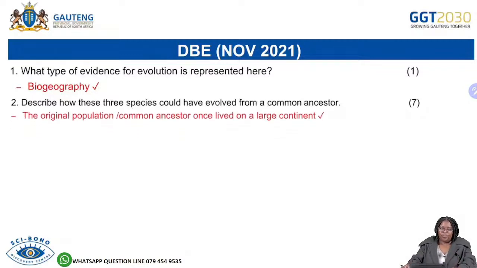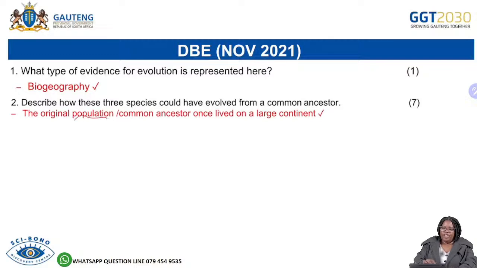Don't forget, the original population or common ancestor once lived in a large continent. So we are applying the continental drift. Remember, we are revising the continental drift. So we had Pangaea, Laurasia, Gondwanaland. Then we have the modern world, right? Now, in the modern world, we have placed all those related dogs in different continents. So describe how these three species could have evolved from a common ancestor.